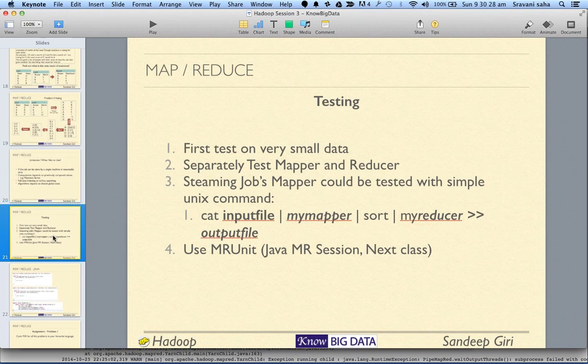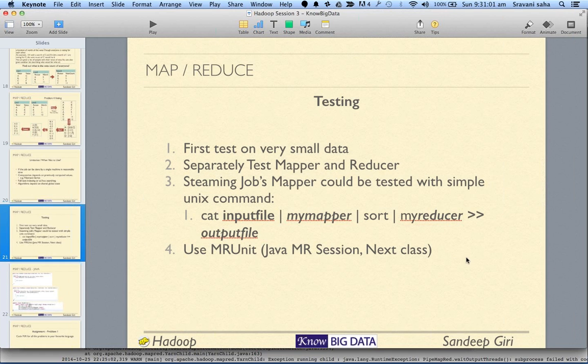All right. MapReduce has this nice quality that if it is running fairly well on smaller data, it will run proportionately on bigger data. Also, you should test your mapper and reducer independently, and that should be part of your process.